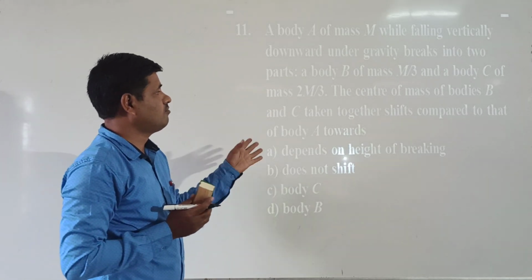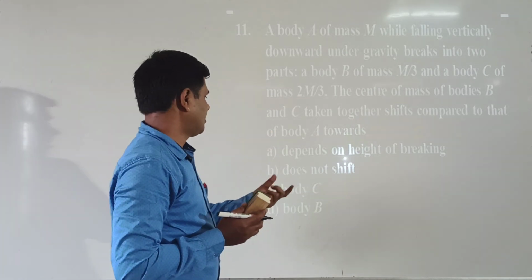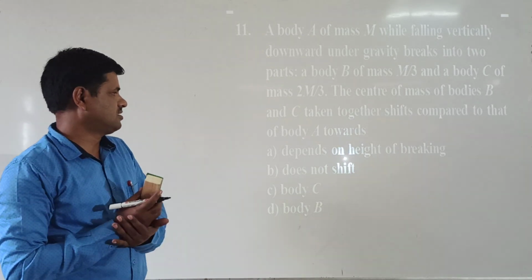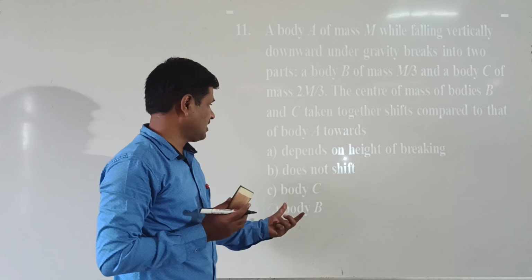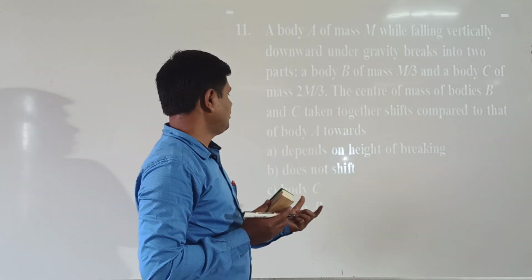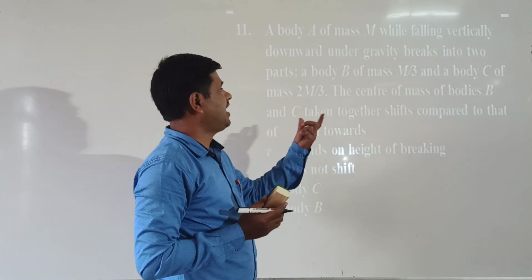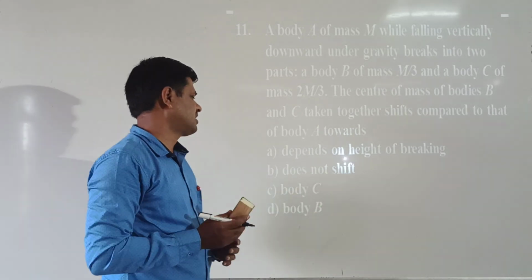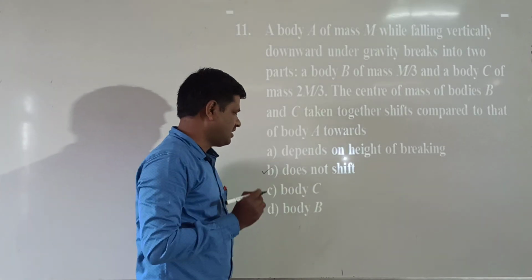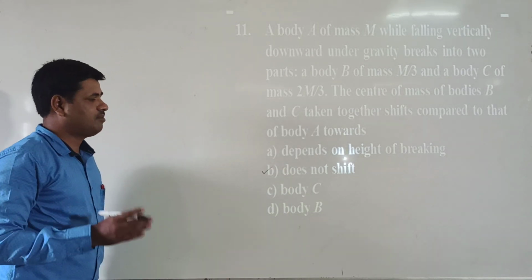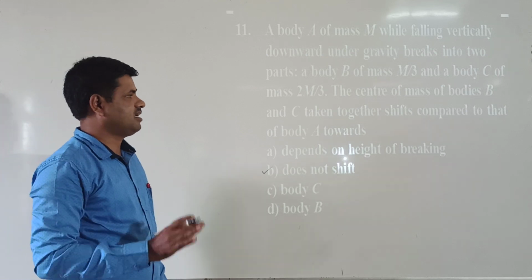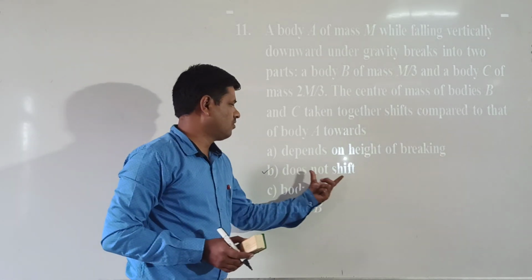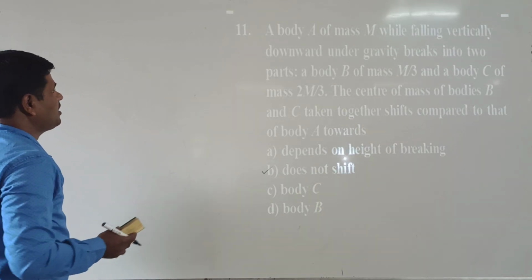In this case, the center of mass of the body cannot change. The center of mass before breaking and after breaking is the same. That's the reason the center of mass of the pieces B and C does not shift compared to A. Which option is correct here? The B option is correct. The reason is that the center of mass of B and C after breaking is the same as the center of mass of A. The center of mass does not change, so it does not shift. Here the B option is correct.